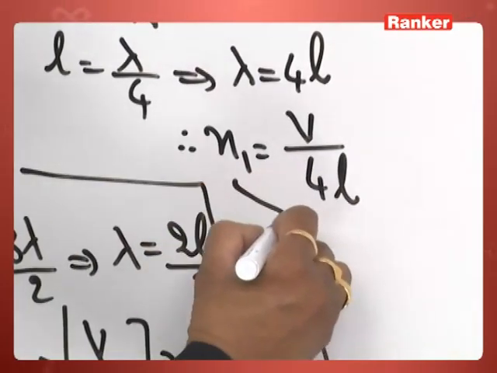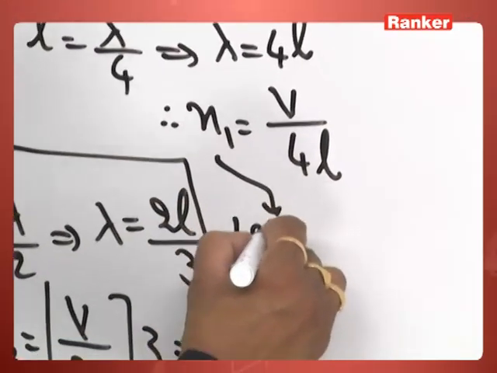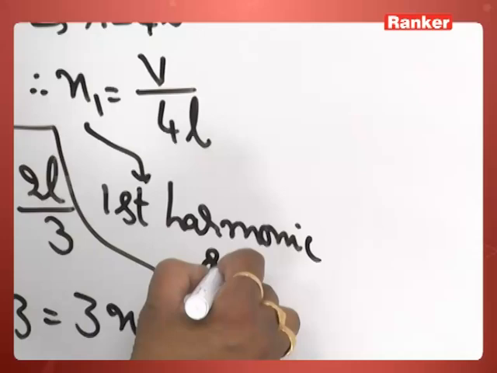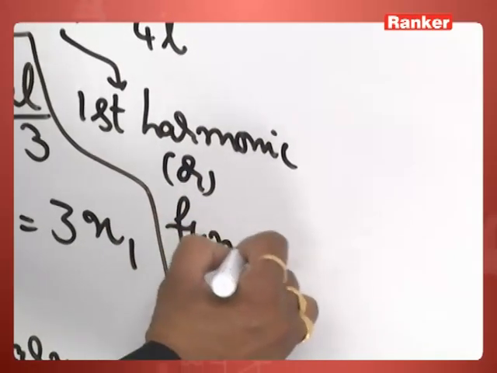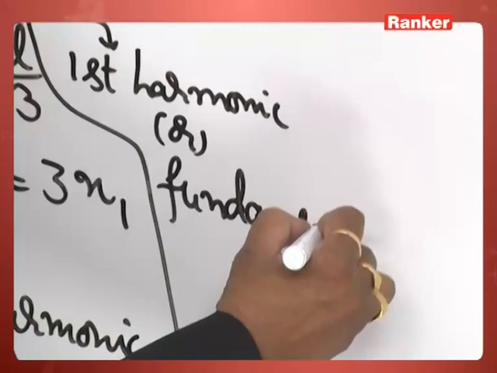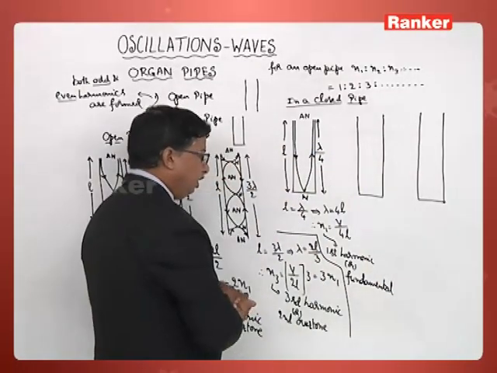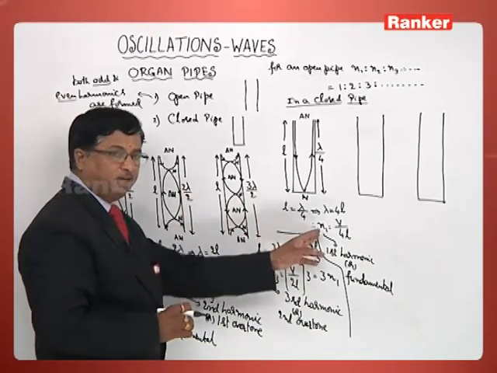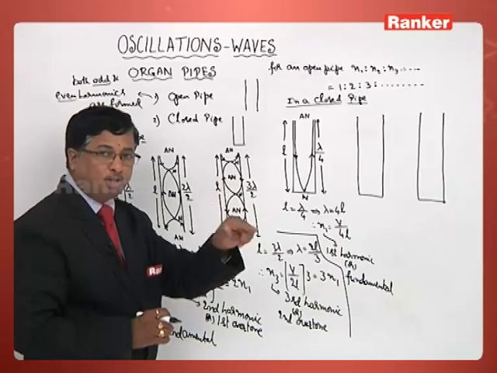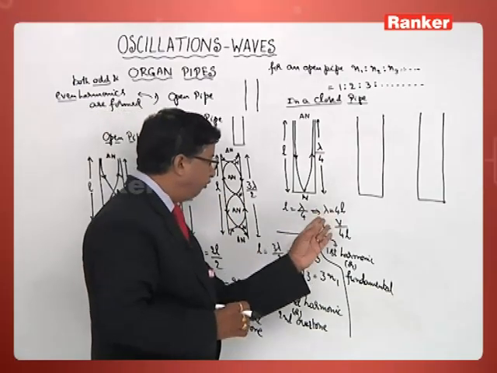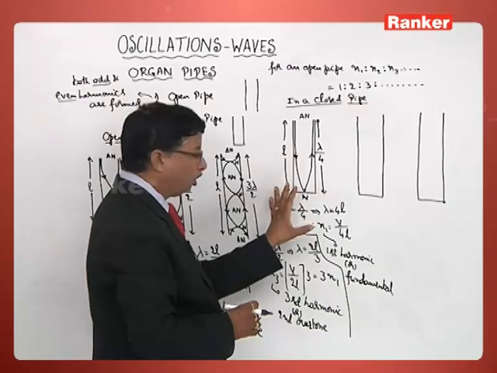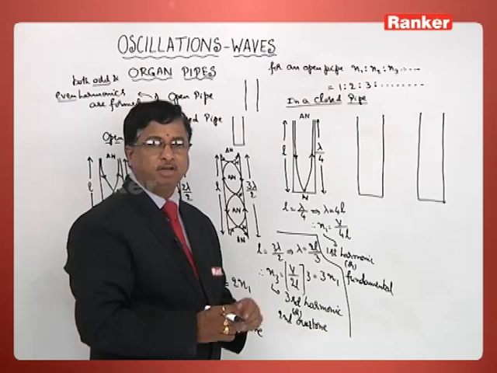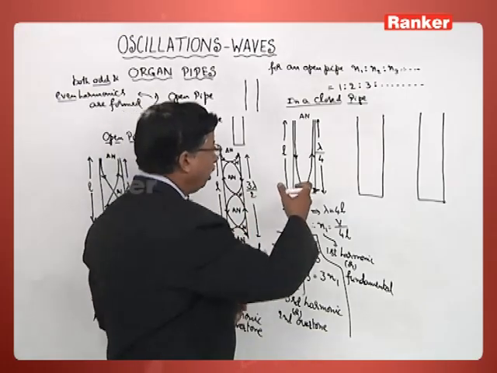And once again we can write this N1 as first harmonic, or you can even call the same as fundamental frequency. So earlier in the case of an open pipe, fundamental frequency N1 we have got as V by 2L. Now it is V by 4L. So this is the first mode or fundamental mode of vibrating air column in the case of a closed pipe. Now come to the second one.